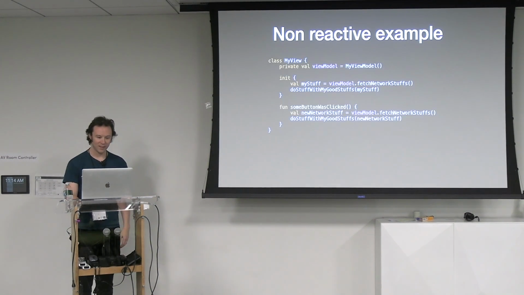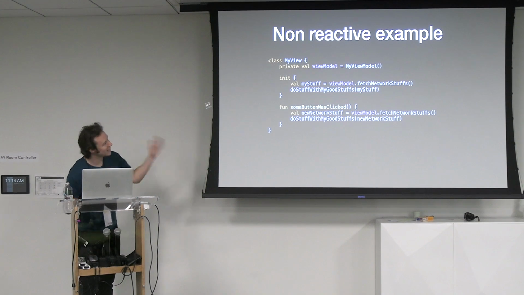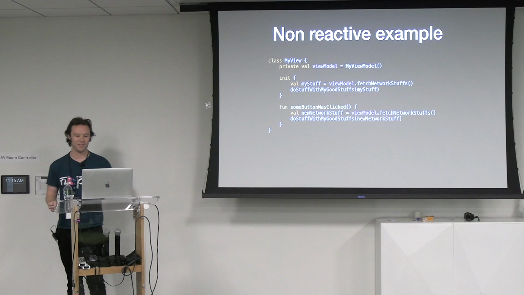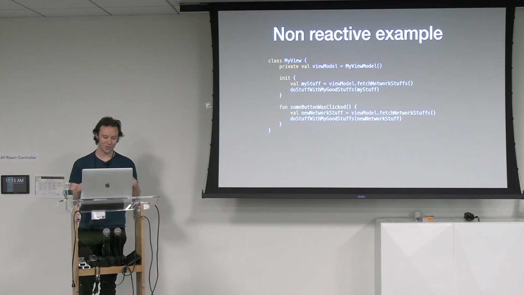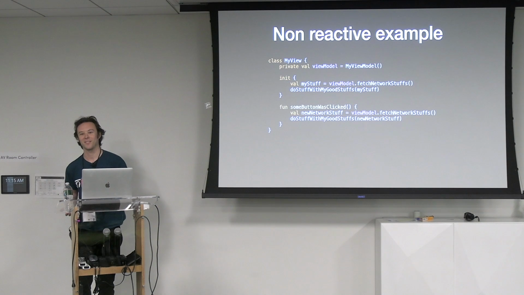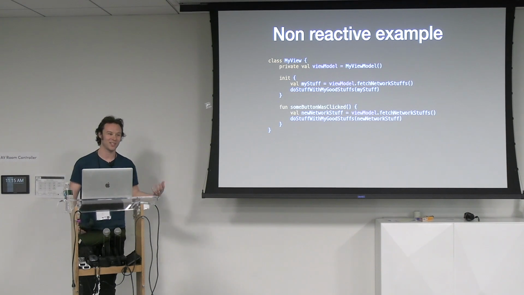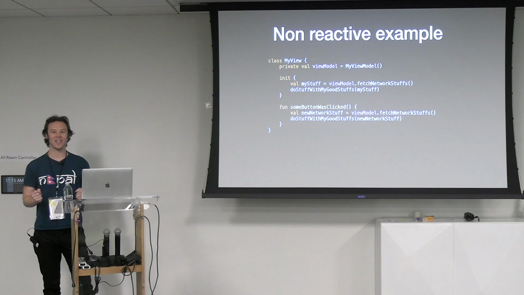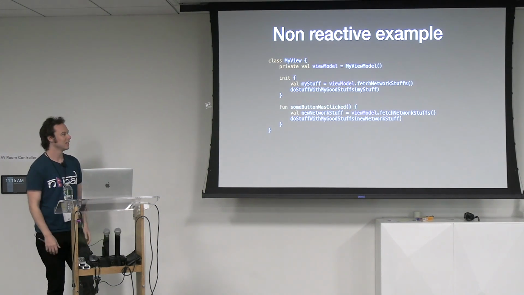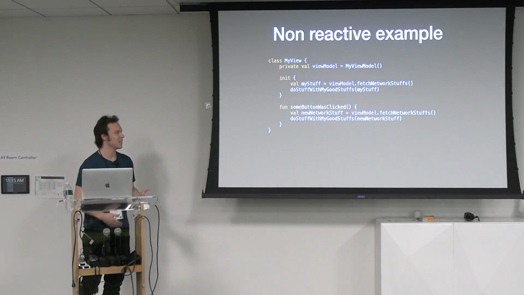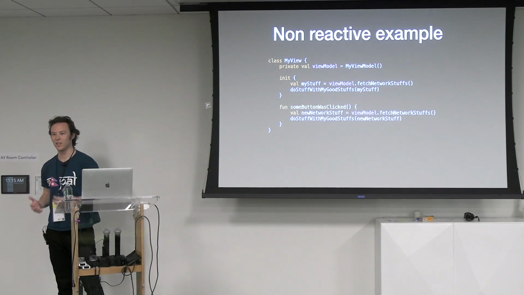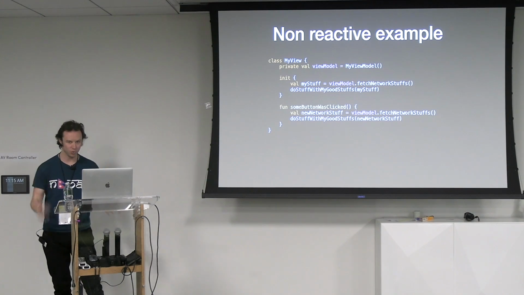So that's our ViewModel. Then maybe we have some view. It creates that ViewModel in an init block. It goes to the ViewModel, fetches some network stuff, and then does something with it. So it takes some action on the network stuff. I expected somebody to laugh at that, but nobody did. So that's good. Basically, we pull stuff from the network, and then we do something with that stuff. Additionally, we have some function that gets called when some button is clicked. And again, we go to the ViewModel, we fetch some network stuff, and we do stuff with it.